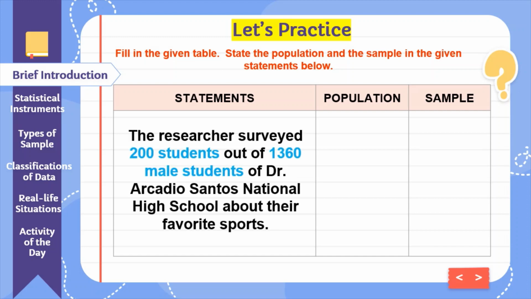For example, we have the researcher surveyed 200 students out of 1,360 male students of Dr. Arcado Santos National High School about their favorite sports. So, ang tinatanong doon sa lugar ng Arcado Santos National High School, yung mga favorite sports. Pero, ang kinuhanan lang ng info ay yung mga male students lang. Okay, so, ang population po dyan ay 1,360 male students. Yan po yung kabuuang population ng Arcado Santos National High School. Ngayon, 200 lang naman ang estudyanteng sinurvey. So, ang population, yung kabuuan. Pero ang kinuhanan ng sample o na survey is 200 students lang. So, that is population and sample.